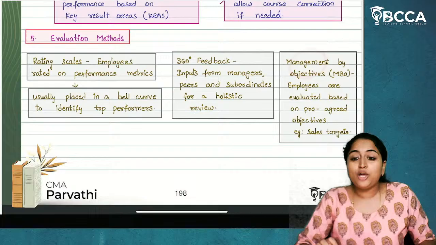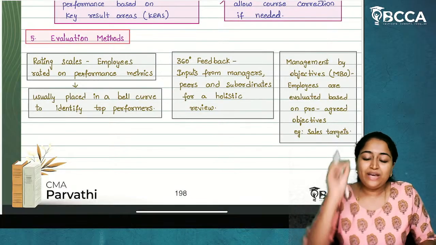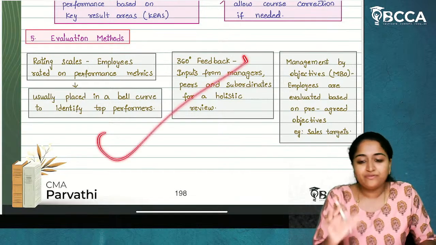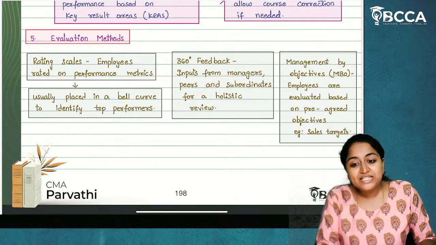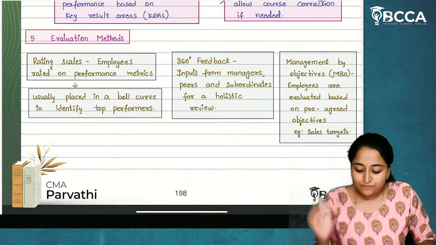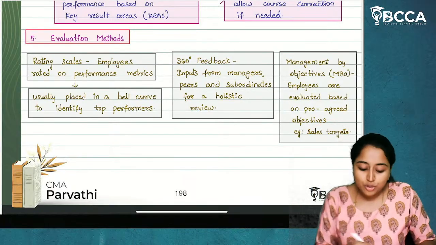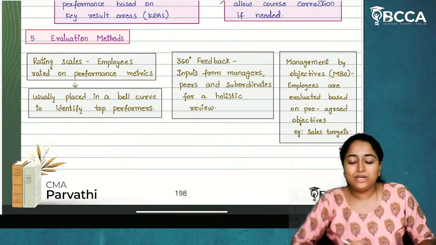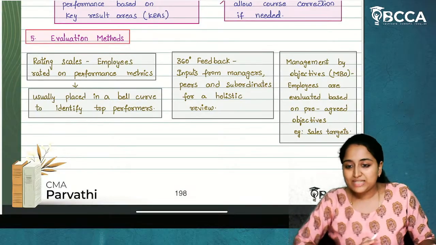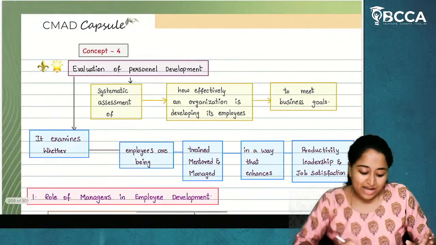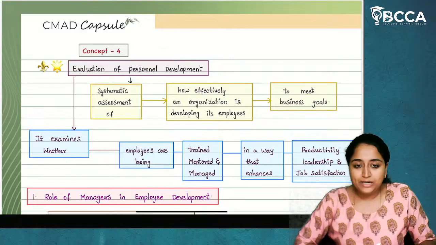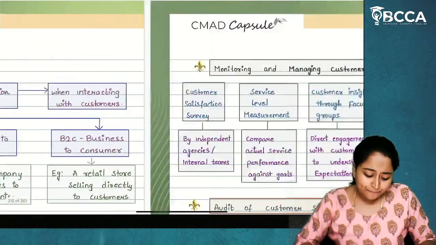And management by objectives, which means they would have given you a specific target. If you have reached the target, you have done your performance. If you have not reached the target, you have not done the performance. Sales targets. So based on these methods, the evaluation of personal development will be done in the organization. So this evaluation or examination is called evaluation of personal development. I hope it is clear.